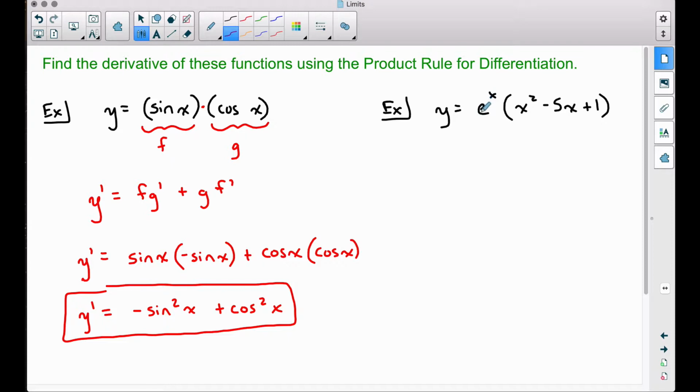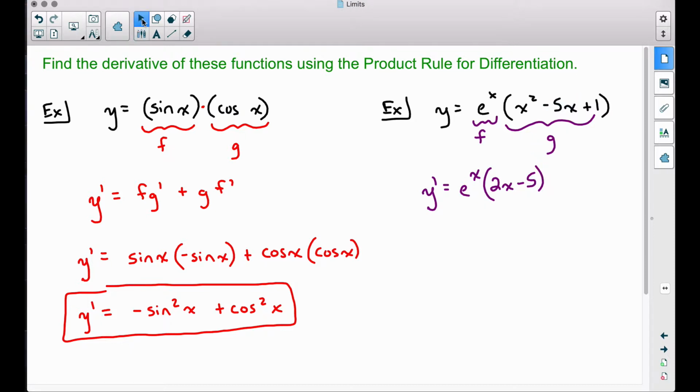So here we have a product: e to the x times this function here. We can call this f and we can call this g. Doing the same product rule based on our notation over here, we take f times g prime. That means we leave f alone, e to the x, and we multiply it by the derivative of g, which is going to be 2x minus 5. Again, check out the intro videos and the basic differentiation videos. I'm just doing the power rule, where we pull the 2 down, and the derivative of negative 5x is negative 5. Those are some of the basic rules of differentiation.